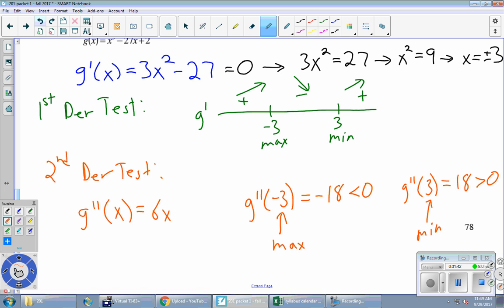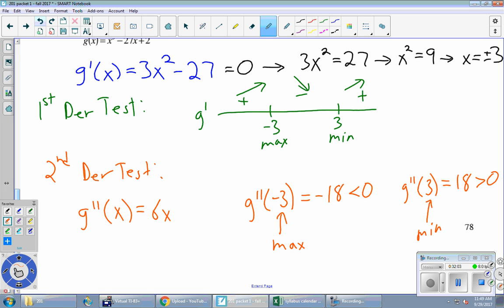So you choose either green or orange. Frankly, orange was pretty easy in this case, wasn't it? We don't have to do a sign test. We don't have to plug in 100, -100, and 0. We just had to plug in simple numbers into a simple second derivative. But again, the conclusions are exactly the same. Right? First derivative test or second derivative test, both solve the same kinds of problems. Tell me where the maxes and mins are.